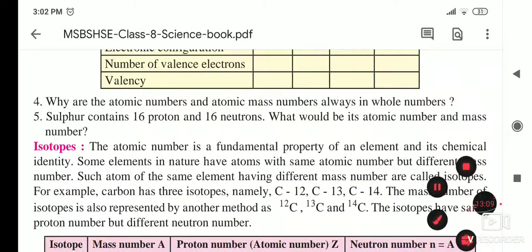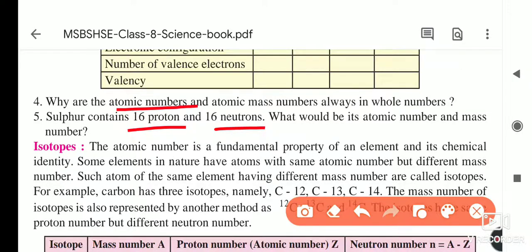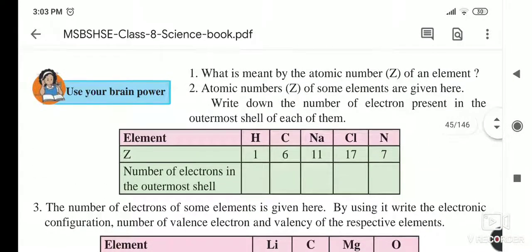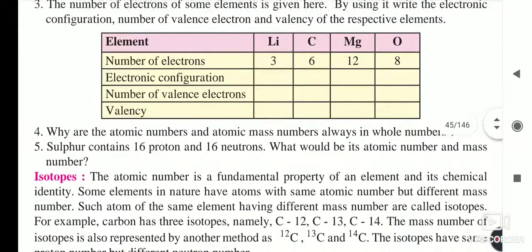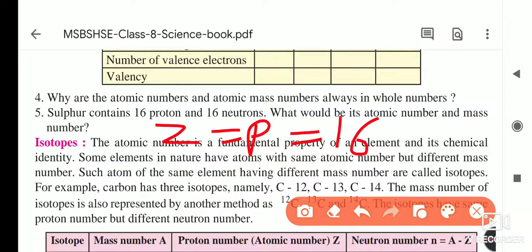Next point: sulfur contains 16 protons and 16 neutrons. What would be the atomic number and mass number? Sulfur, as I just told you, atomic number means the number of protons. So atomic number is denoted by the letter Z. Z is equal to the number of protons, and how much is it here? 16.